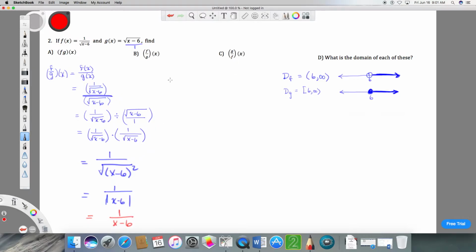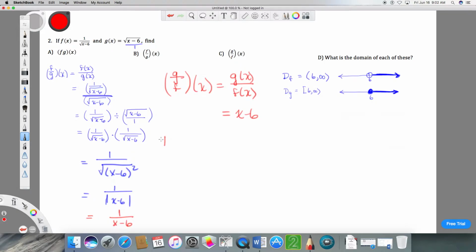All I have to do, now that I've done the work in B, is to recognize that work and say, well, if you take g of x and divide it by f of x, what you're going to get is the reciprocal of this. And the reciprocal of 1 over x minus 6 is just x minus 6. Now, I need to find the domain of that here in part D.